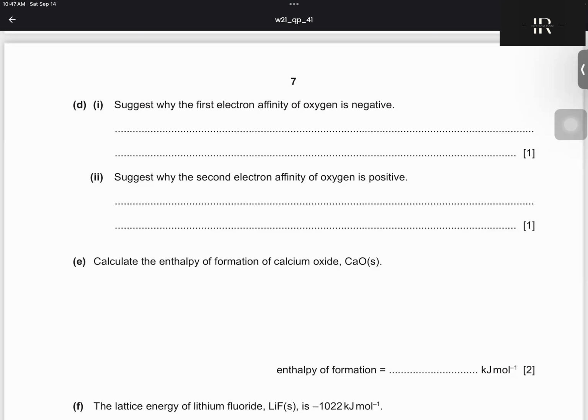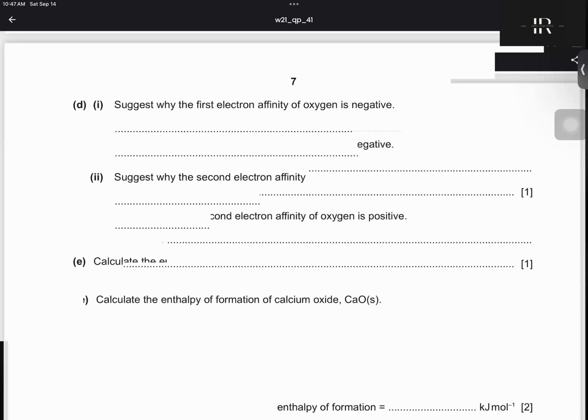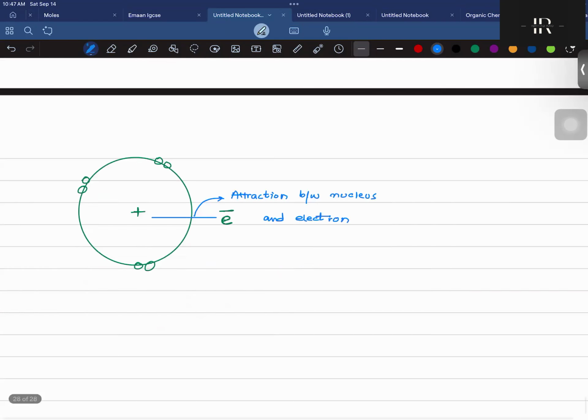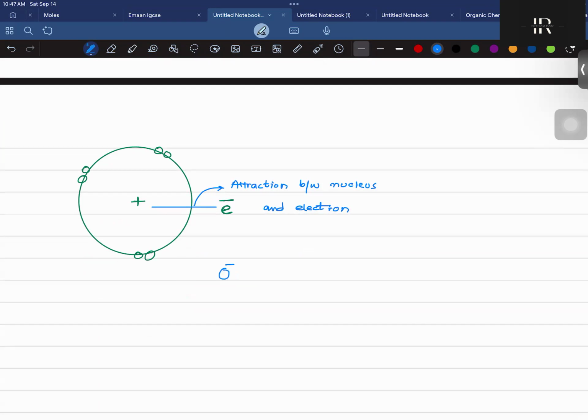Then the next, why is the second electron affinity positive? I told you, hopefully you remember, about the second electron affinity of oxygen, right? Now the oxygen is a negatively charged particle, O minus 1, and it's going to gain the second electron, forming O2 minus.